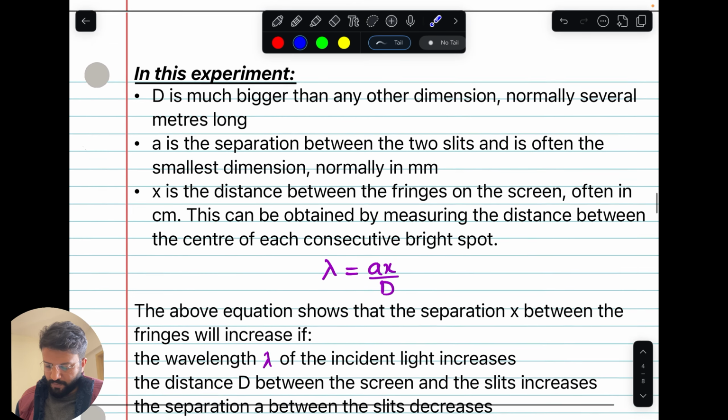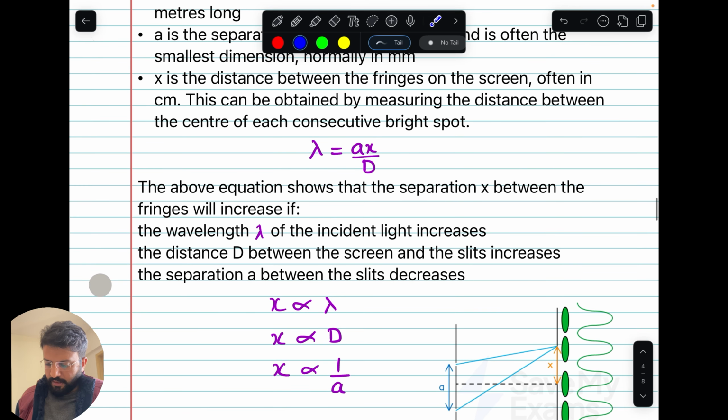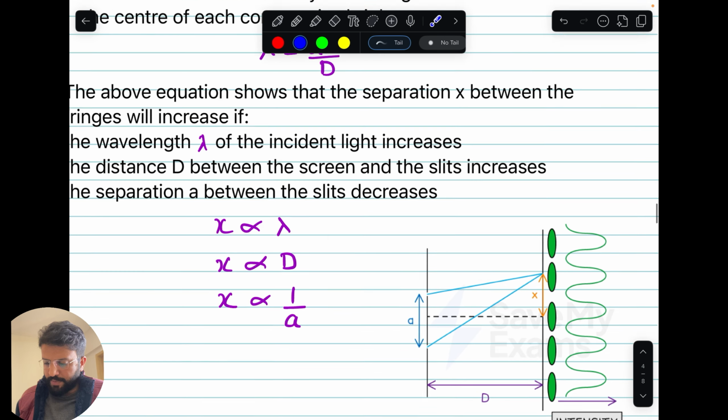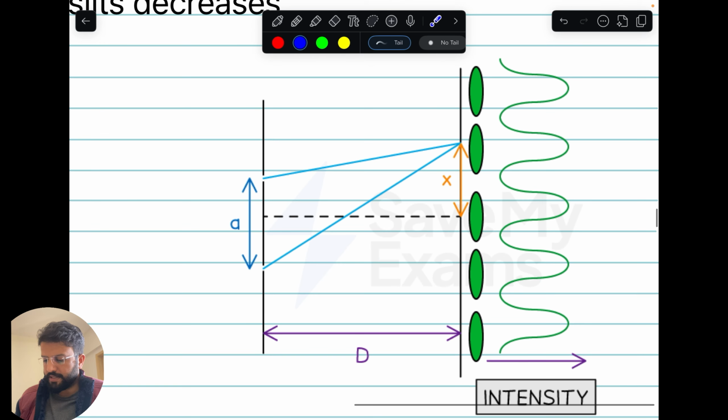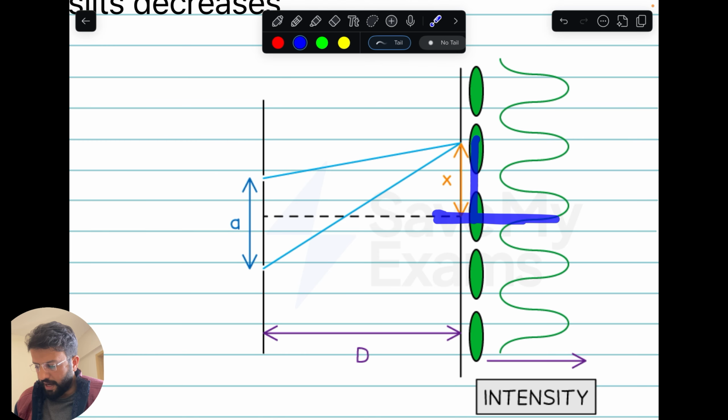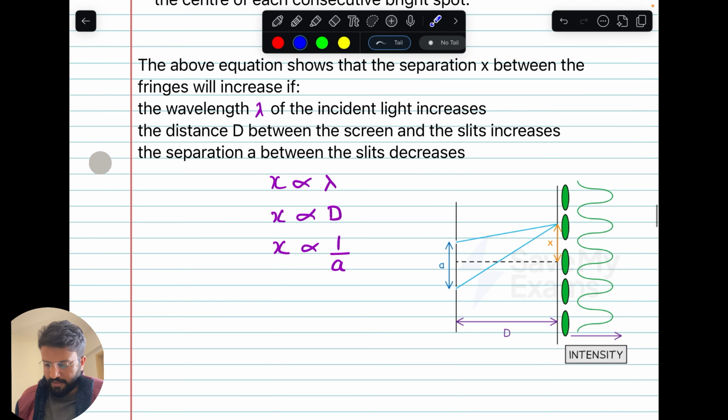Let's move forward. In this experiment, what matters is how far apart the fringes are. If this is the central maxima, how much height will the first maxima have? It can be changed by different parameters. If you change the wavelength, the height of the maxima can change. The first maxima can be here, the second maxima here, and the third above. It depends on different factors, and here they are mentioned.